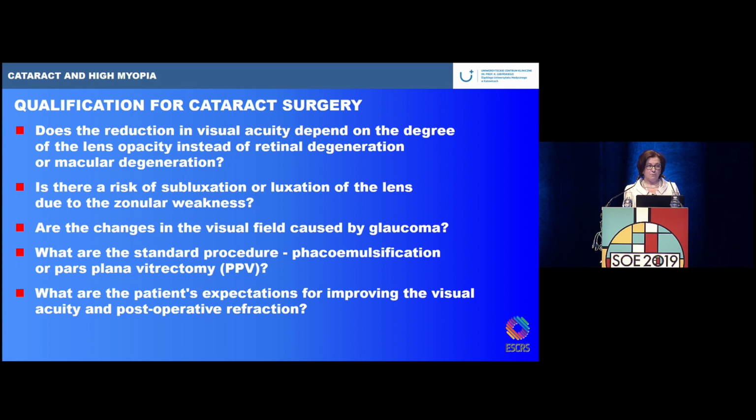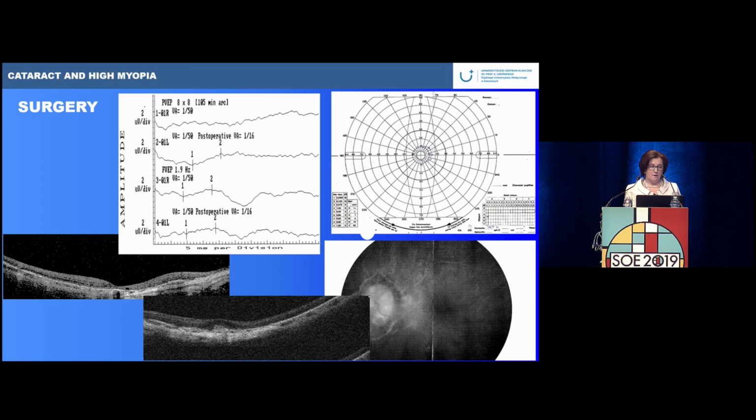What is the standard procedure if we choose only phacoemulsification, or if we focus on the pars plana vitrectomy? What are the patient's expectations for improving the visual acuity and postoperative refraction? So when we discuss this with our patient and we qualify the patient, because the qualification is the most important thing before the surgery, we focus then on the surgery.